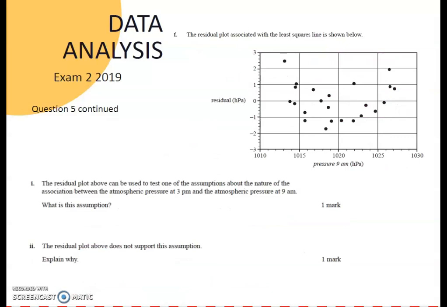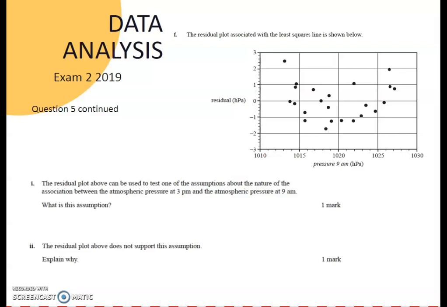Okay, this is the final part of question 5 that we're going to have a look at, part F. So the residual plot for the least squares regression line is shown below. So they've given you the residual plot. And surprisingly, a lot of students had difficulty answering this question. And it's mainly to do with we get confused and students actually gave conflicting answers for part 1 versus part 2.